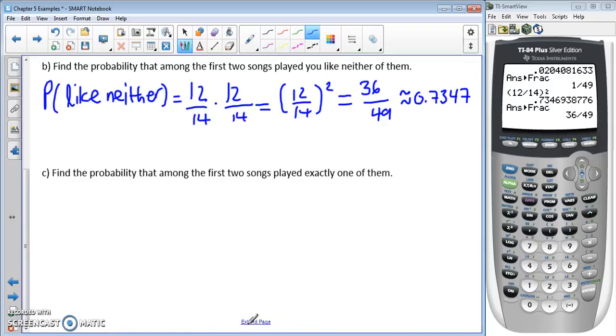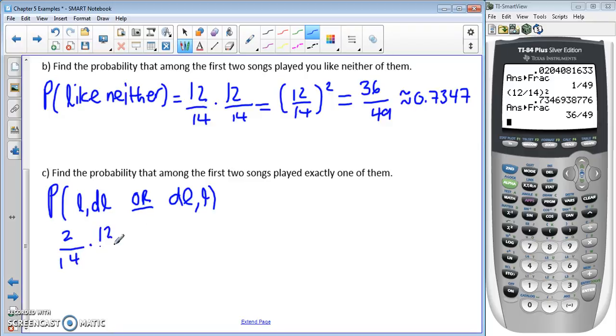And then here, on the first 2 songs, we like exactly one of them, so we know it's the same idea here. So we can either like and dislike, or we can dislike and then like. So if we like the first one, dislike, and we still have 14 songs because they can be replayed. Or we can dislike and then like. So this is the same thing as saying 2 times 12 over 14 times 2 over 14.